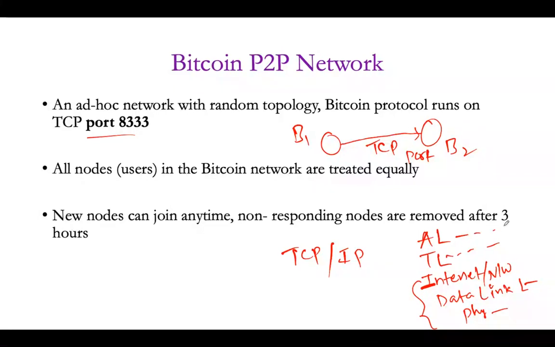If the sender is using HTTP, the receiver also uses HTTP. If the sender is using the DNS application, the receiver also uses the DNS application. So to establish this virtual or logical connection, the Bitcoin network uses the TCP/IP suite. In the TCP/IP suite, it uses the transport layer.